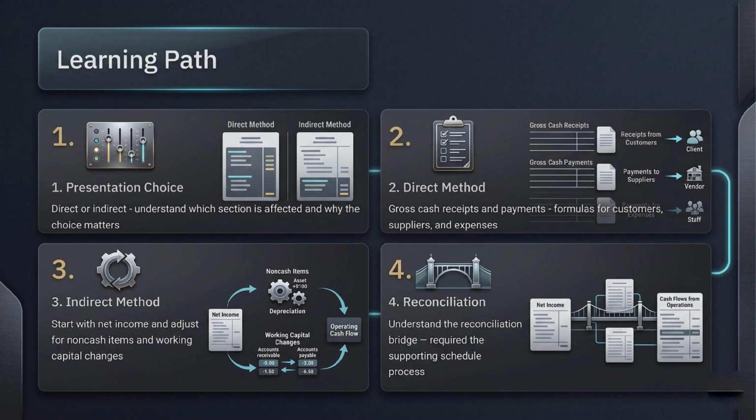Keep one thing clear from the beginning. Direct and indirect method discussion is mainly about the operating activities section. Investing and financing activities do not suddenly become direct or indirect. They continue to be presented based on the nature of the cash flows.